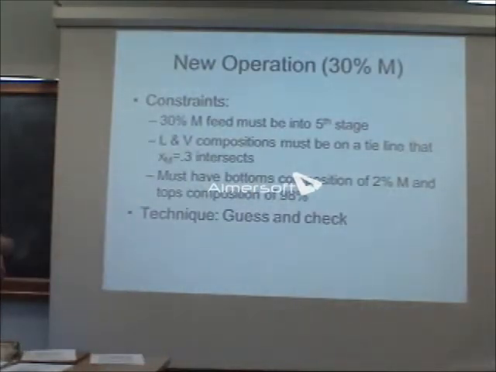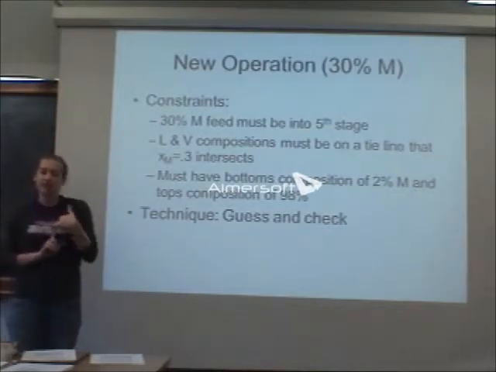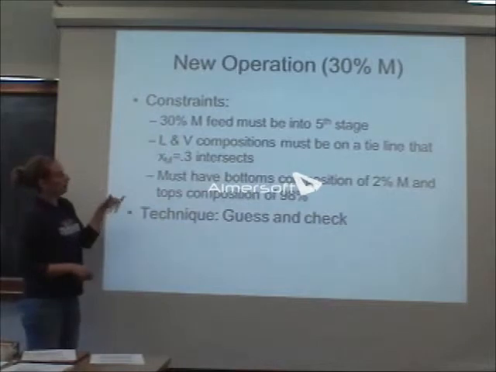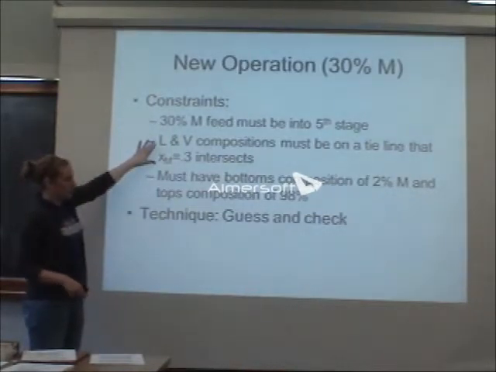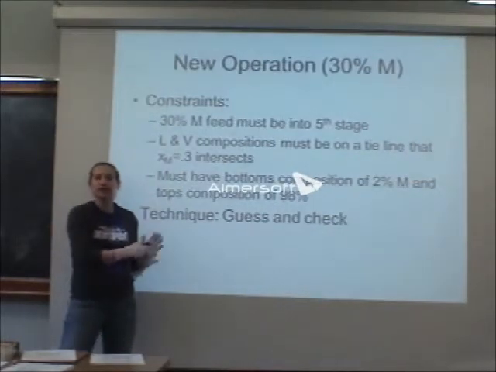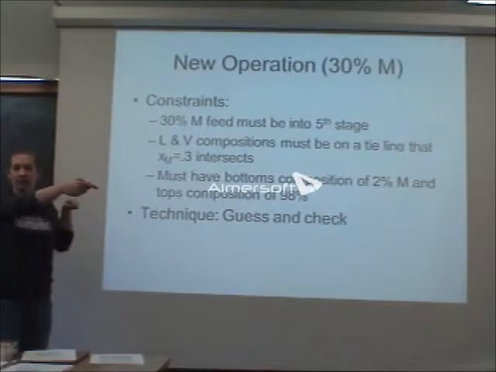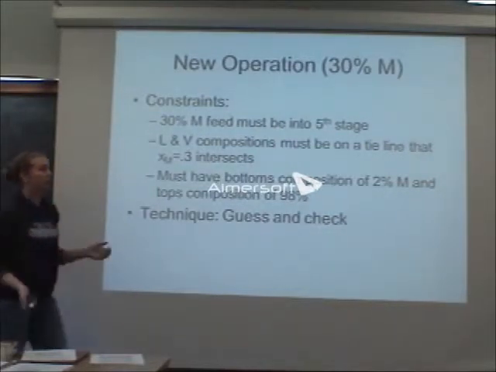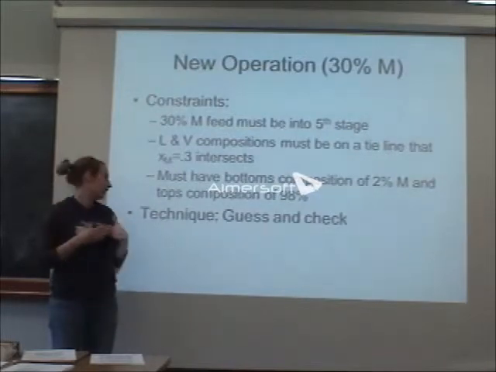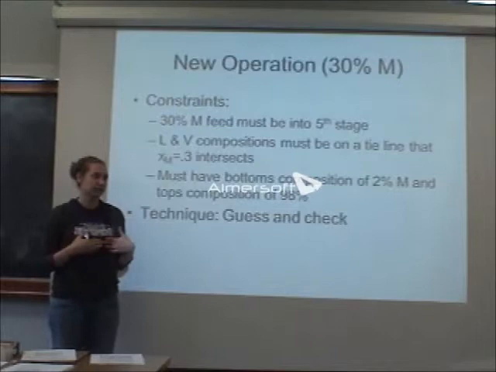So my constraint is that I want to keep my column the same. So I want it still to feed into the fifth stage like it did before, and we have to fit into a tie line on my T equals XY diagram that includes 30%, and my outputs still have to be the same, right? So what is the only thing I can actually change about this process then? I say technique, guess and check. What are we guessing and checking to do this?